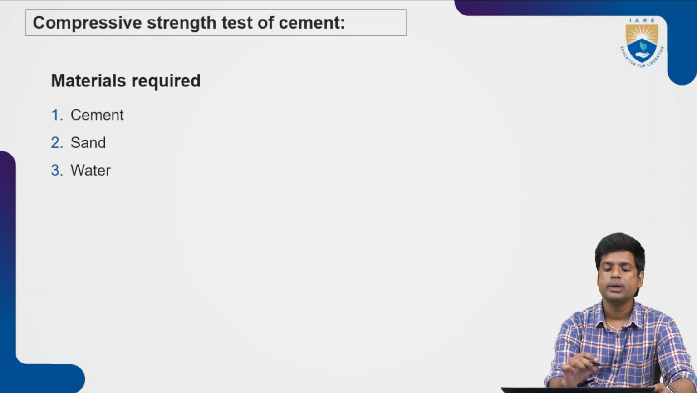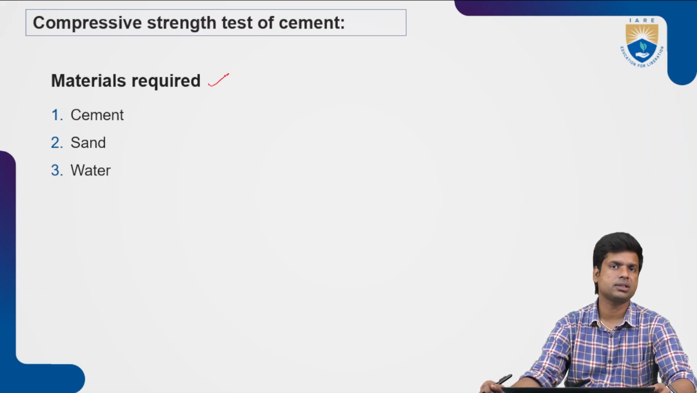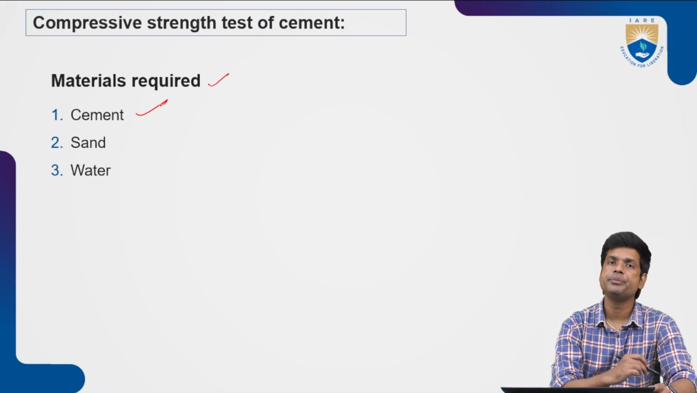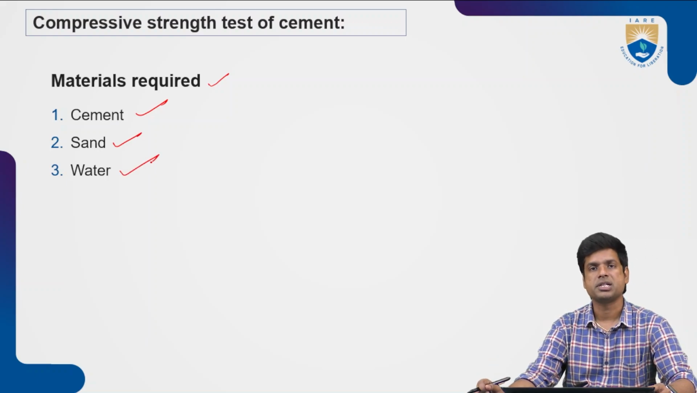And next one, materials used. Which materials are we going to use for casting the cement mortar cube? The first material is cement, and the second material is sand or fine aggregate. And water. These are the three major materials we are going to use for casting the cement mortar.